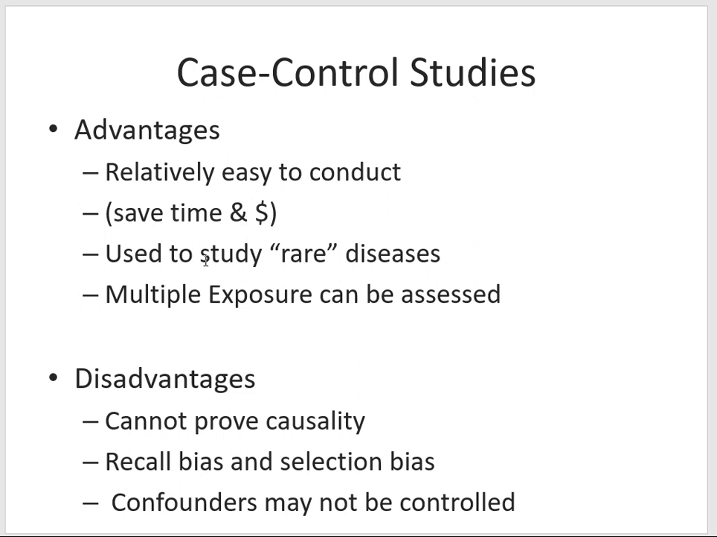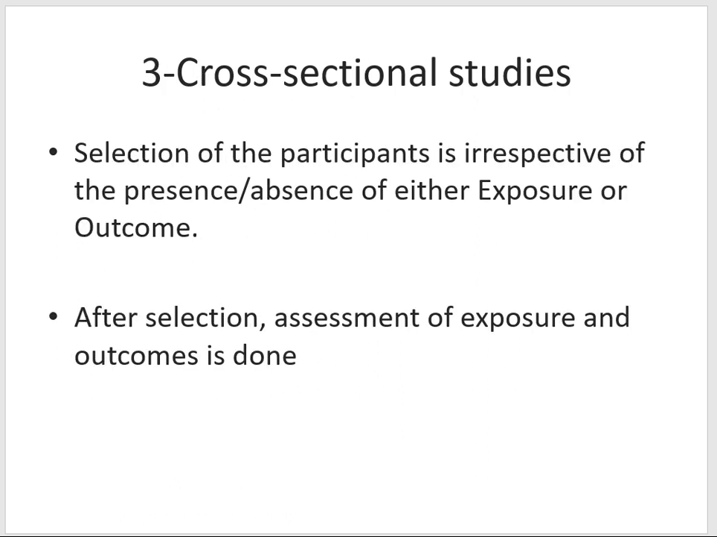So the third type of observational study design is where your selection process is irrespective of whether the person is exposed or not, like in the cohort, and irrespective of whether the person has the outcome or not, like in the case control. So when you select participants, you select them regardless of their exposure status and their outcome status. After you select them, you're going to ascertain, or assess, their exposure and their outcome at the current time. And therefore, it's called a cross-sectional.